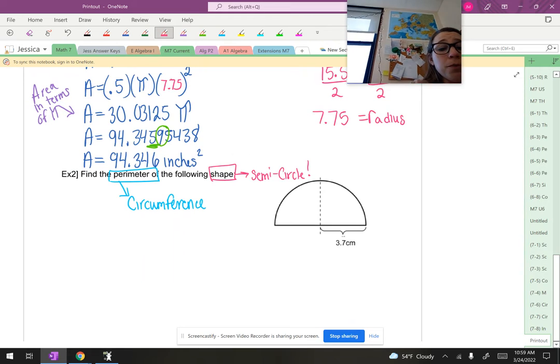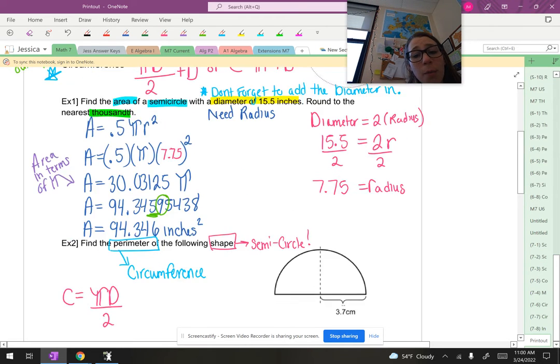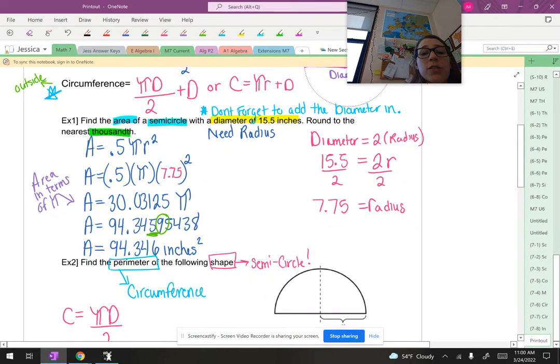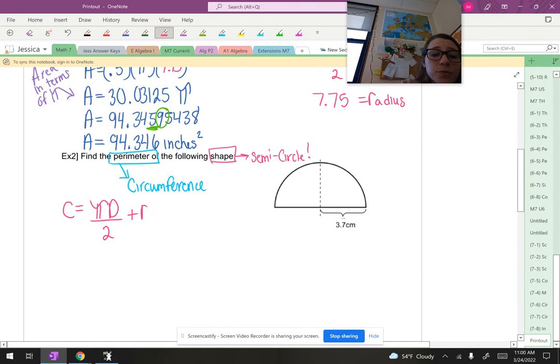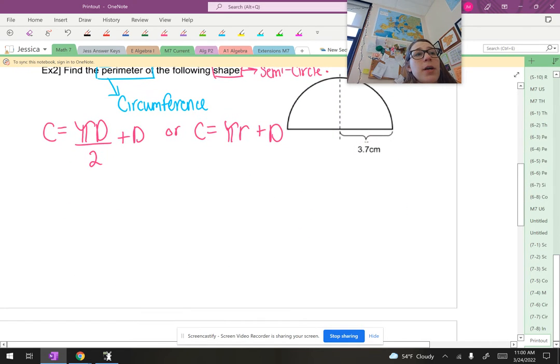Because in theory, you might think that circumference formula would just be pi times diameter divided by 2. But remember, we needed to add that diameter back in to get the entire outside. So remember, you can use either pi times d divided by 2 plus d, or you can use circumference equals pi times r plus d. Each of those formulas are the same and will get you the same answer.